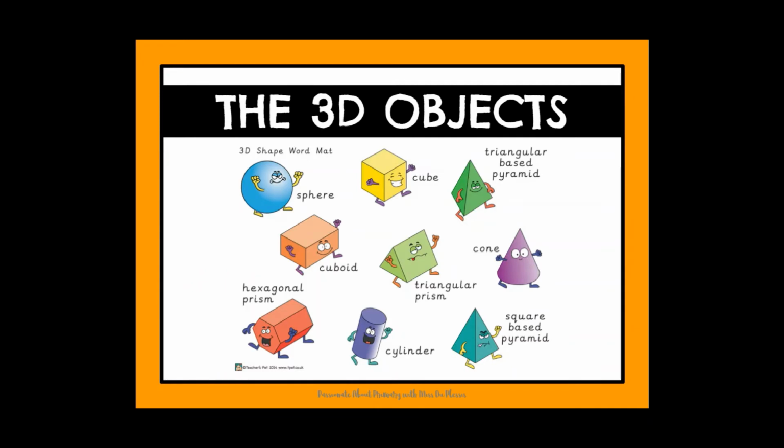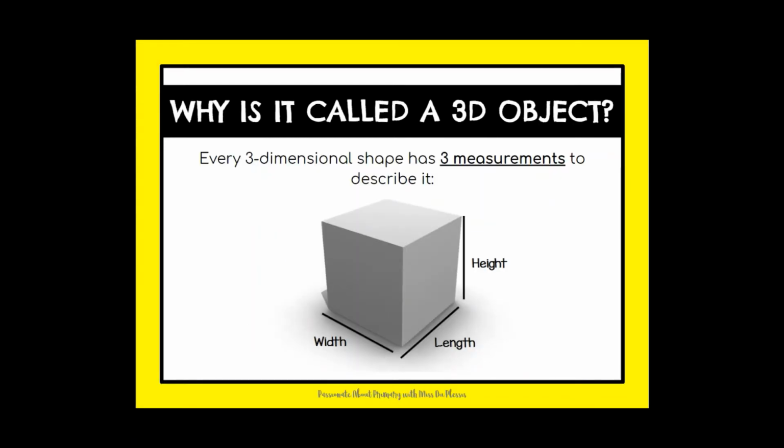So let's take a look at our 3D objects. This is our word map. Can you find the sphere? Can you find the cone? Can you find the hexagonal prism? These are just some examples. Why is it called a 3D object? Every three-dimensional shape has three measurements to describe it: the width, the length, and the height.